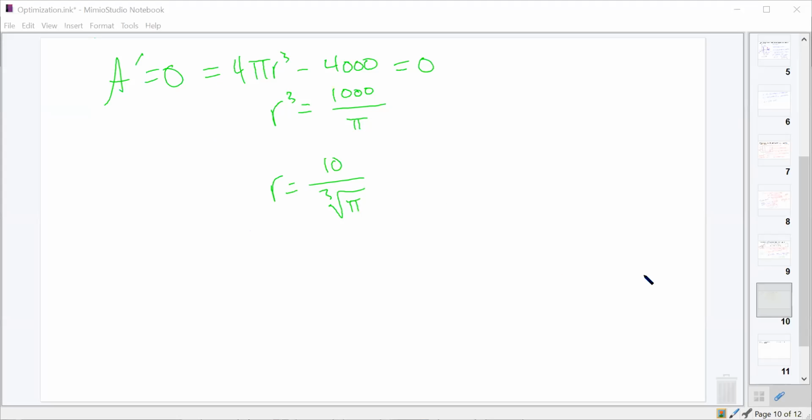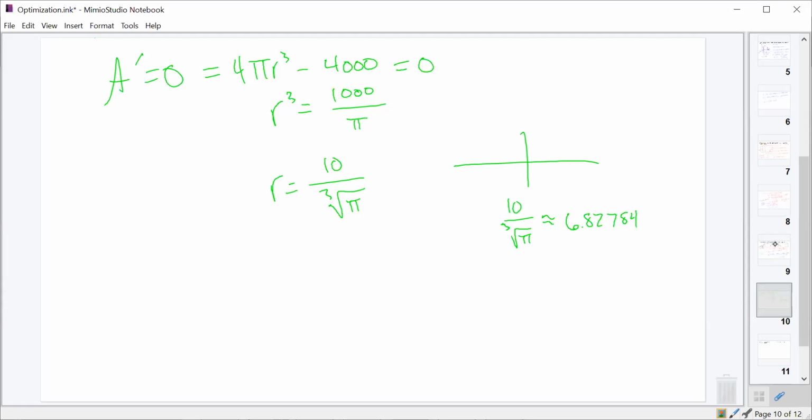So if r is 10 over the cube root of pi, we need to then show on a sign chart that this is either a max or a min. So what's 10 over the cube root of pi equal approximately? You got a calculator in front of you, I assume. 6.82784. Okay, good enough. So picking a value that's less than that is pretty easy, like 1.